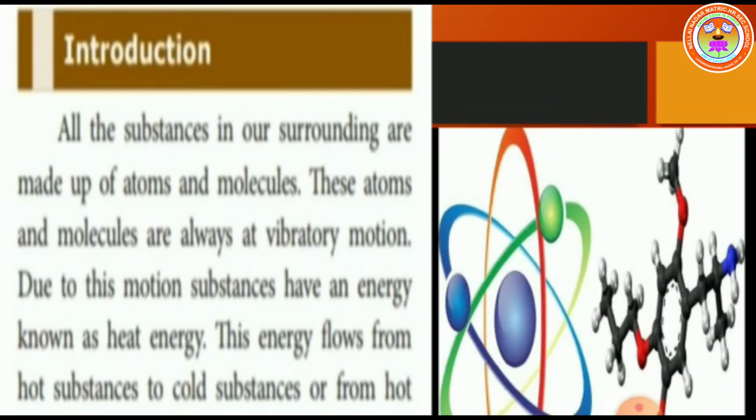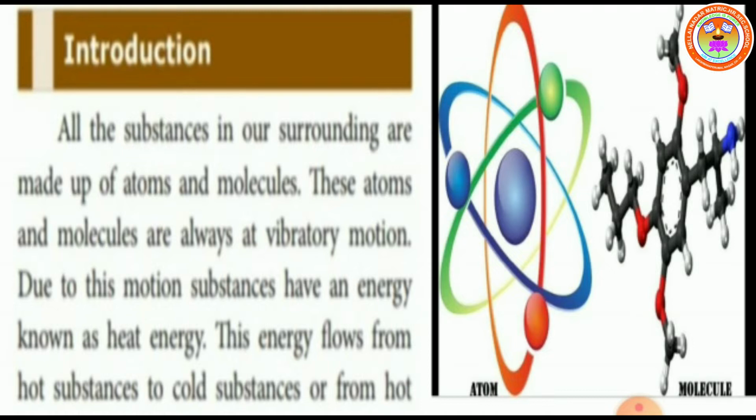Introduction. All the substances in our surroundings are made up of atoms and molecules. You know children, everybody is made up of atoms. Atom means what? The tiny particle is known as an atom. These atoms and molecules are always in vibratory motion. That means kinetic energy.